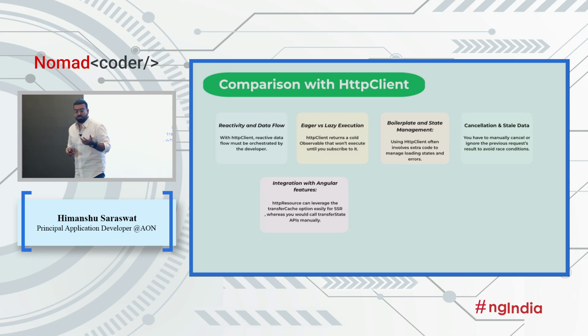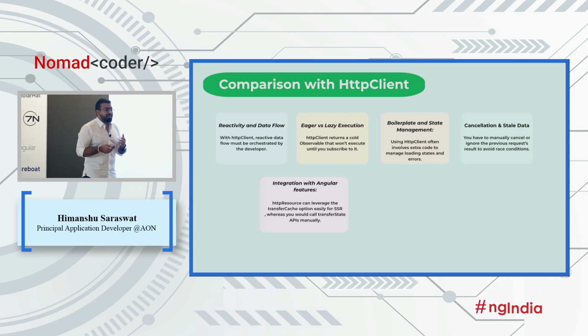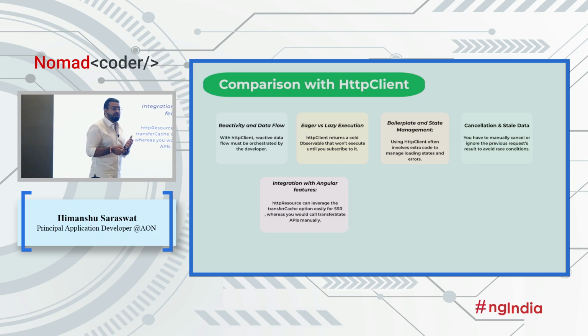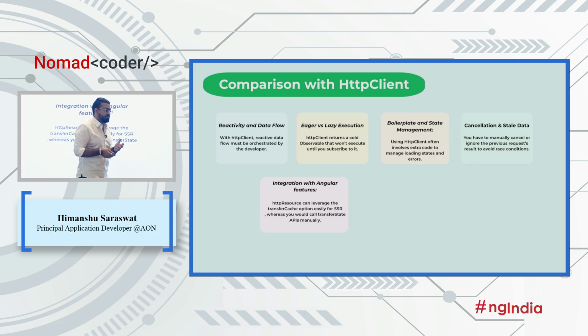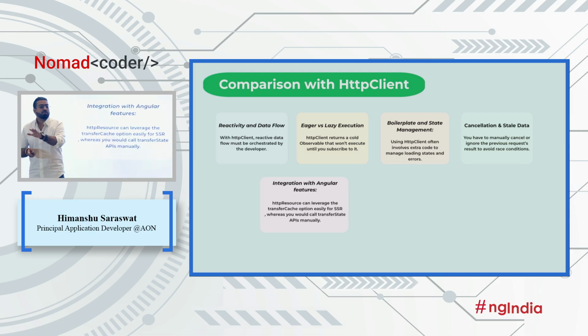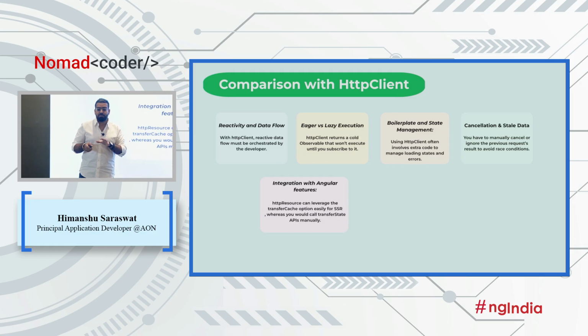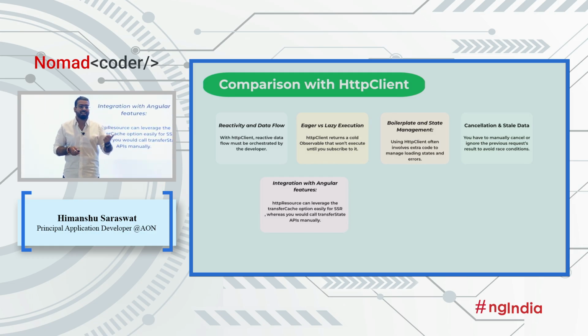Integration with Angular features. So the most important one is transfer cache option. It actually prevents duplicate requests on the server side. So it tells your application, okay, first of all, render my request on the server side, and now if the data is available, go ahead and reuse it on the client side, right? And had you been using the traditional HTTP client API, you would have to manually call the transfer state APIs.